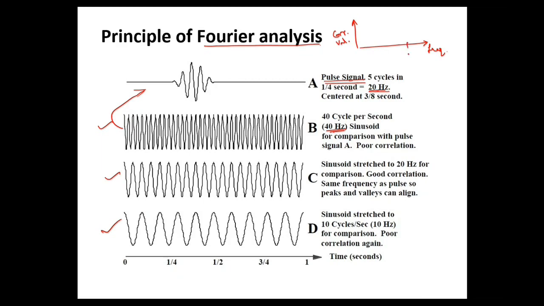Suppose at 40 hertz we do the correlation. We know that our pulse signal has a 20 hertz composition, so the correlation would be lower. Then we go to 20 hertz. In 20 hertz, we use a 20 hertz sinusoid. Now we do the correlation with the pulse signal. Over here, the correlation would be higher. Then we go to the 10 hertz signal. Over here again, you'll have a low correlation.